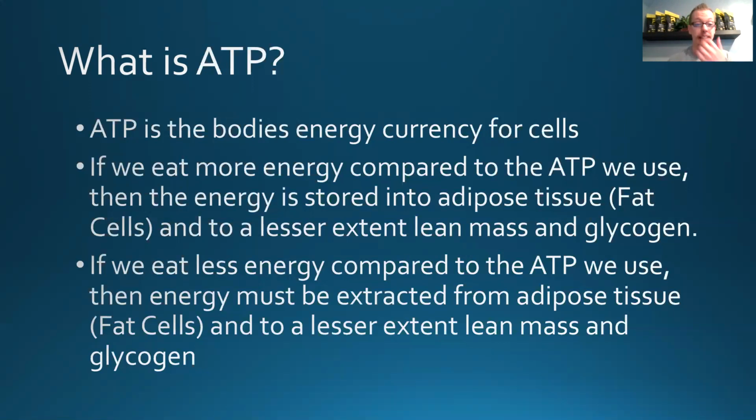So if we eat less energy compared to the ATP that our body uses, then energy needs to be extracted, particularly from fat cells, and also to a lesser extent, the lean body mass that we have and the glycogen that is stored in our muscles and liver as well.